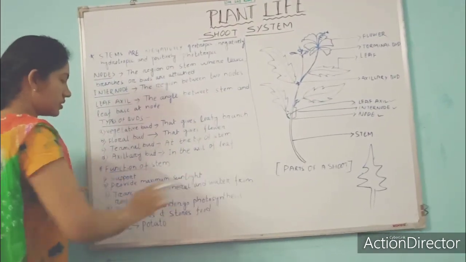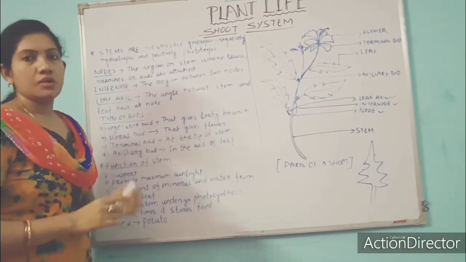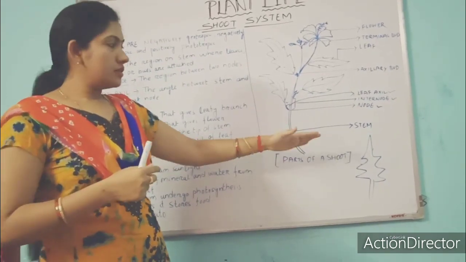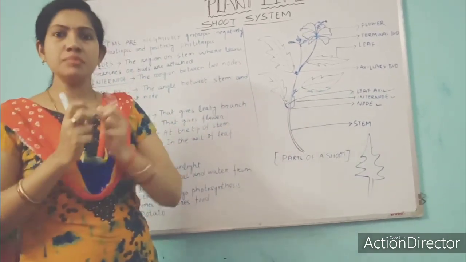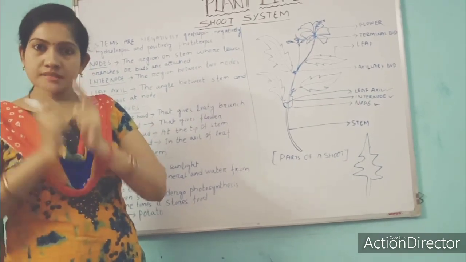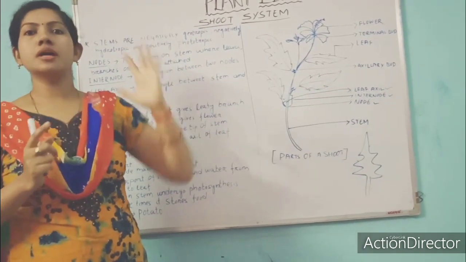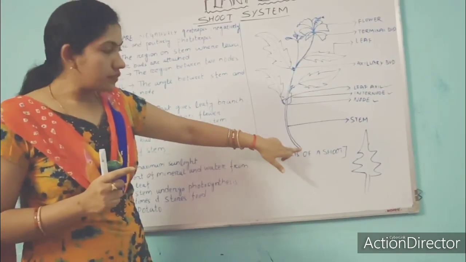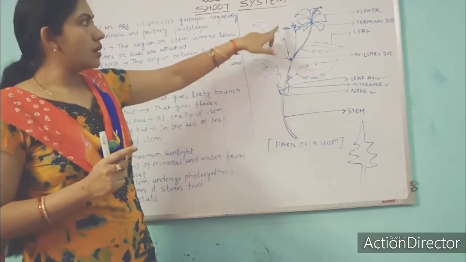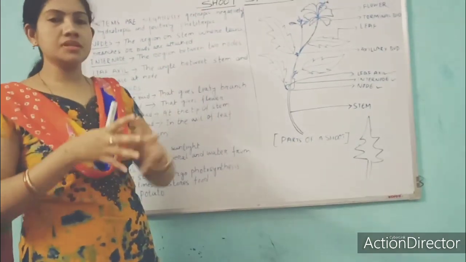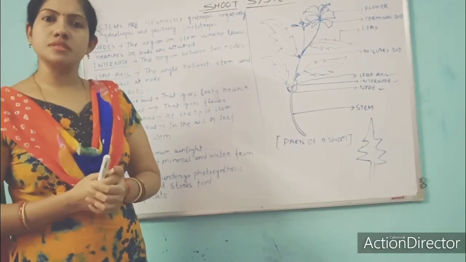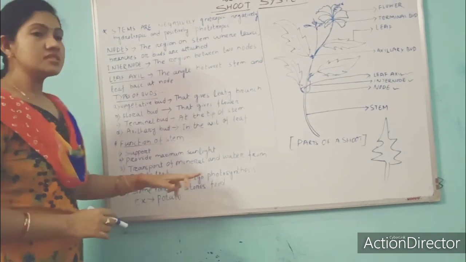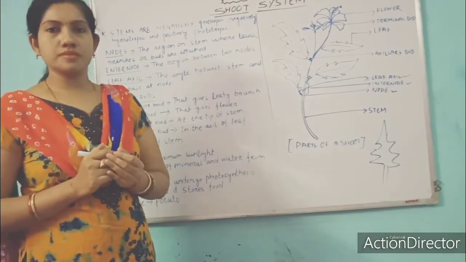Transport of mineral and water from root to stem. It is a very important function of the stem. What is the function? It takes the mineral and water from the root and it sends the mineral and water up to the leaves. So it helps in sending the absorbed mineral and water from the root up to the leaves. Now leaves will store the mineral water and they will undergo photosynthesis.